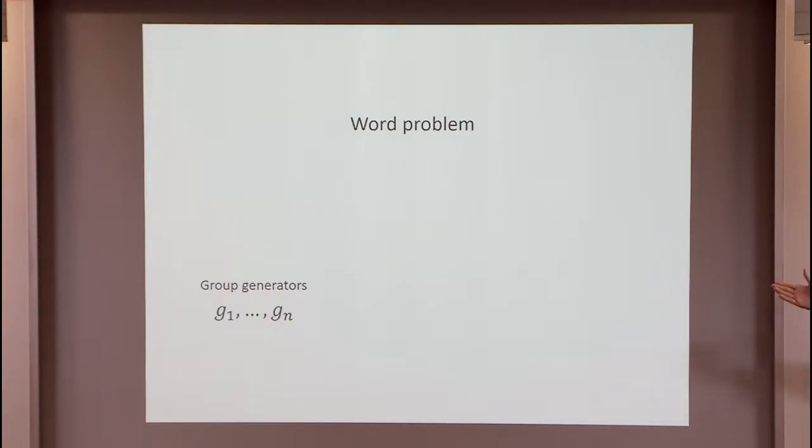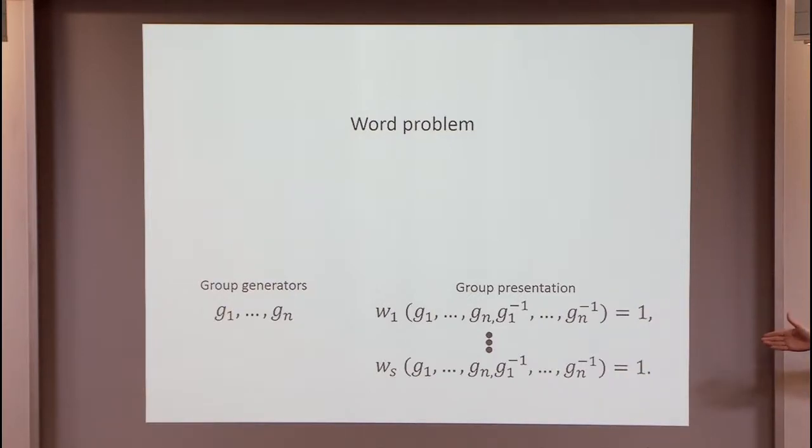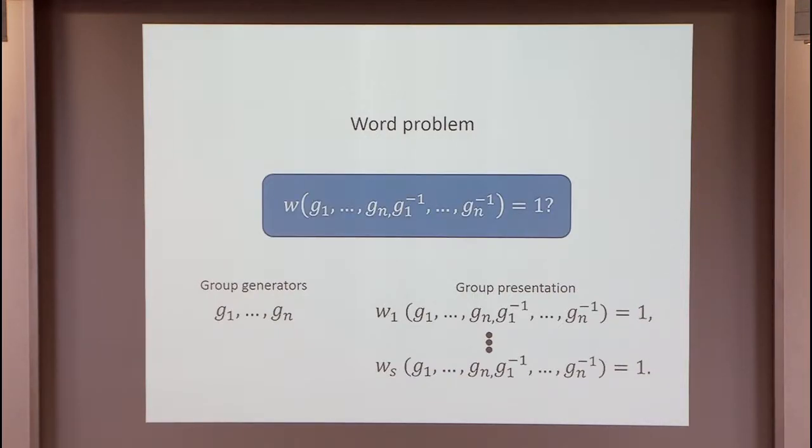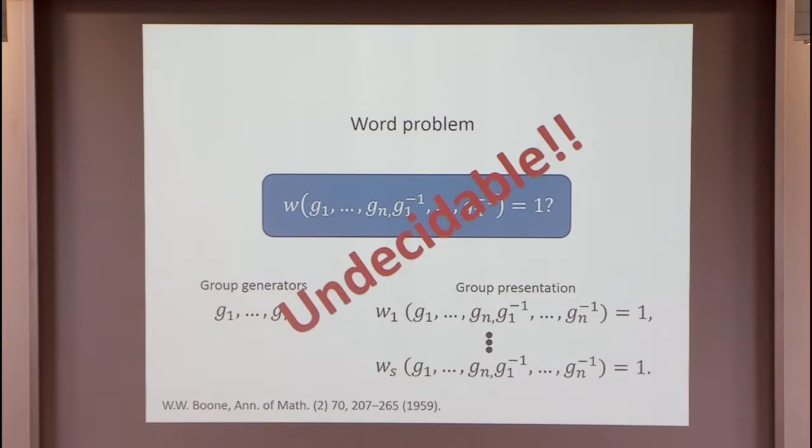In the word problem, I give you a finite alphabet, which you have to interpret as the generators of a group that I'm going to define now. And the definition of the group is given by a set of words that you promise are equal to the identity. So this defines a single group. And then the word problem is simply: I give you some other word and I ask you if it is equal to the identity. Now this problem is known to be undecidable, because you can, I don't know, call it a halting problem.